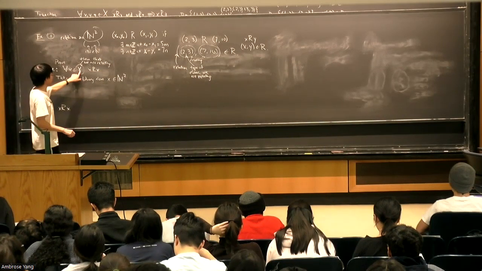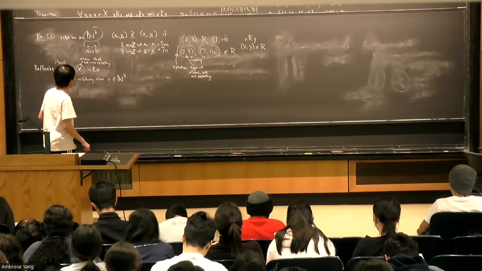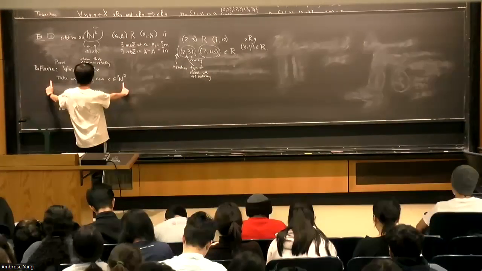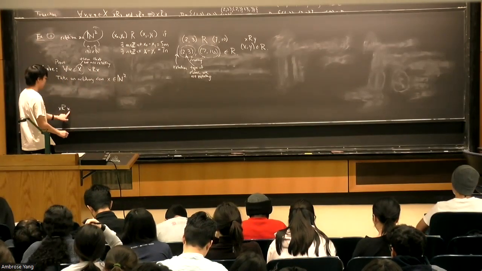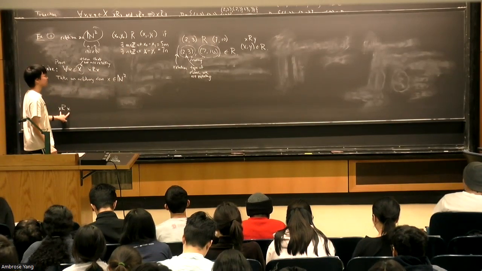Reflexive. For all x inside x, I'm going to prove x r x. So to prove this for all statement, take an arbitrary element x inside n squared, and I'm going to prove that this little x is related to little x. What does it mean for little x to be related to little x?